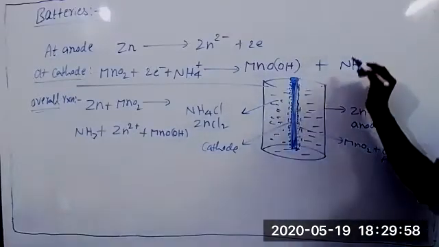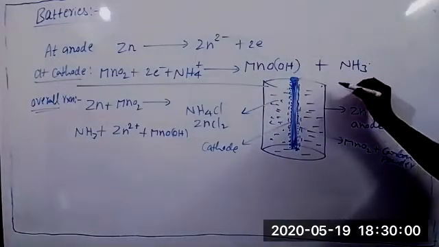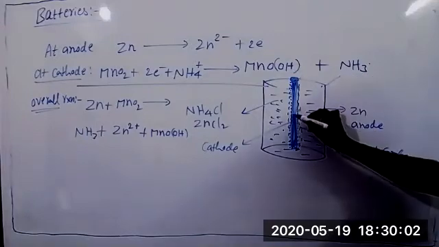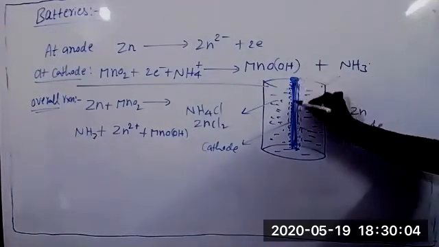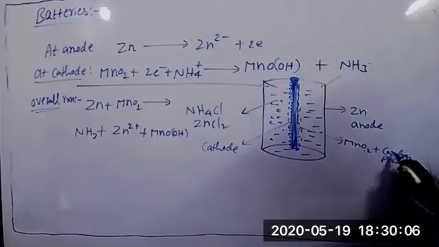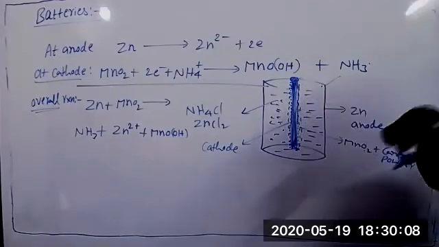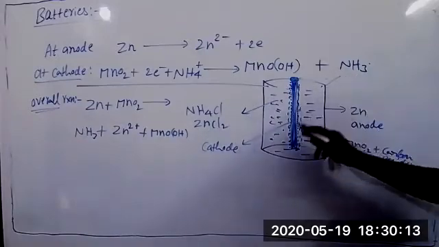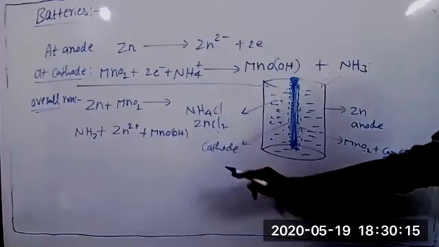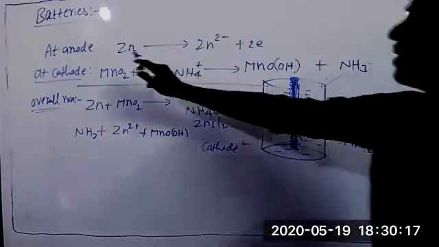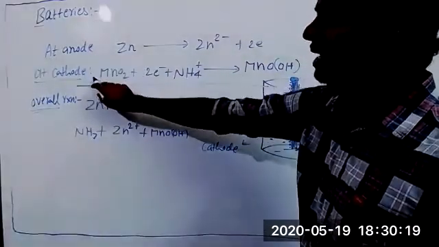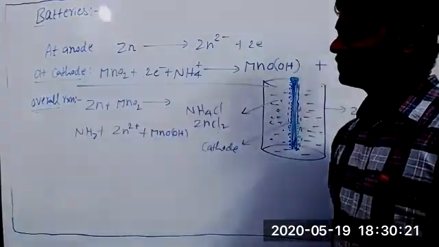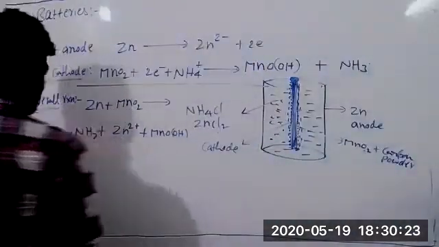You have to write what is anode and what is cathode. Here cathode is a carbon rod coated with manganese dioxide and carbon powder. The electrolyte is placed between anode and cathode: ammonium chloride and zinc chloride. Then you need to write the anode reaction, the cathode reaction, and the overall reaction, and some additional points about this.